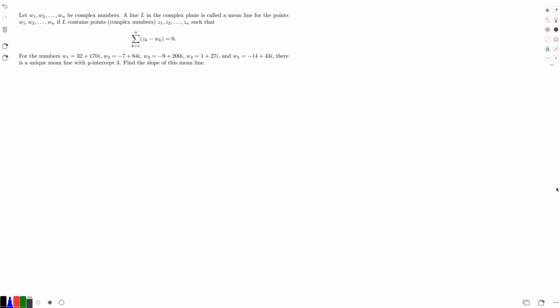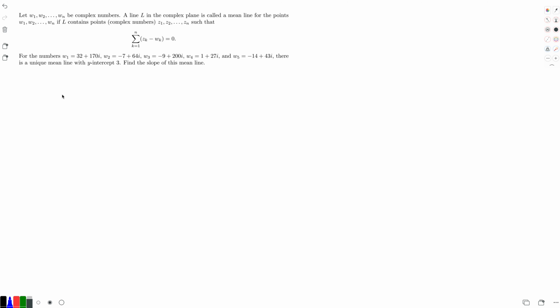This is 1988 AIME problem number 11. And here's a view of this problem. Let W1, W2 all the way until Wn be complex numbers. A line L in the complex plane is called a mean line for the points W1, W2 all the way to Wn if L contains points, aka complex numbers, Z1, Z2 all the way to Zn, such that the summation from k equals 1 to n of Zk minus Wk is equal to 0. And then for these complex numbers, there's a unique mean line with y-intercept 3. Find the slope of this line.